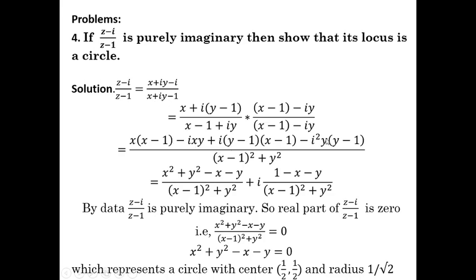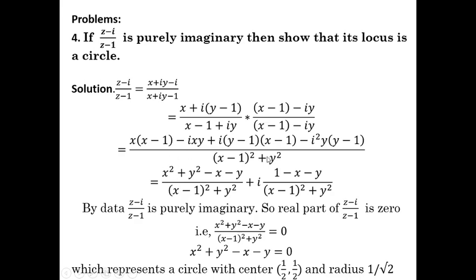After multiplication we get x into x minus 1 minus i into xy plus i times y minus 1 into x minus 1 minus i square into y minus 1, whole divided by a square minus b square formula, that is a minus b into a plus b is a square plus b square.